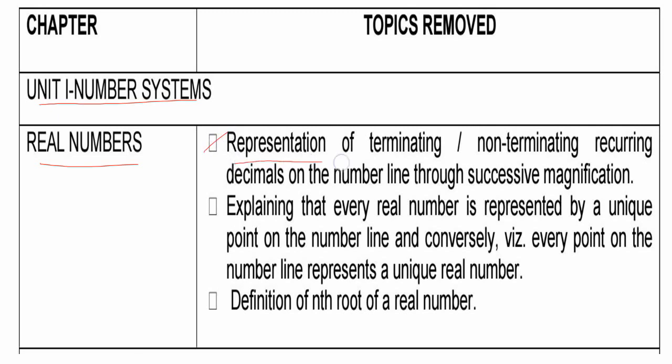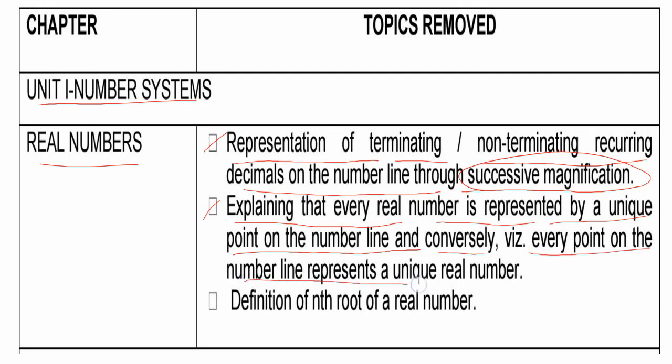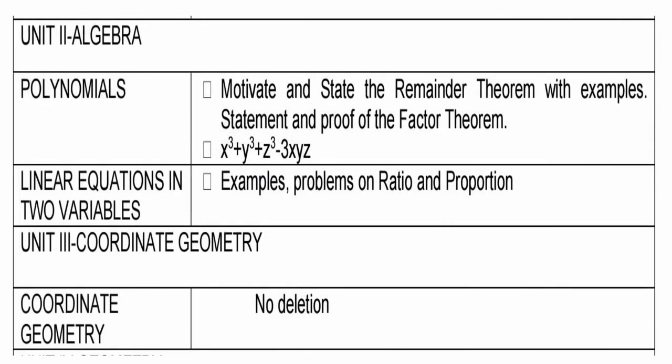The first one is representation of terminating, non-terminating, recurring decimals on the number line through successive magnification. The successive magnification concept is deleted. Second one, explaining that every real number is represented by a unique point on the number line. Conversely, every point on the number line represents a unique real number. Third one, definition of nth root of a real number. These three topics are deleted from real numbers. Please note down. Let's see the next topic.